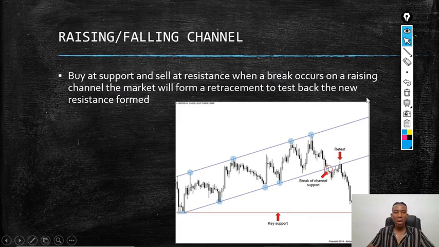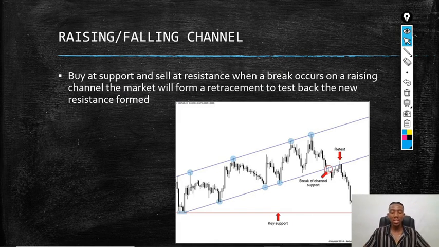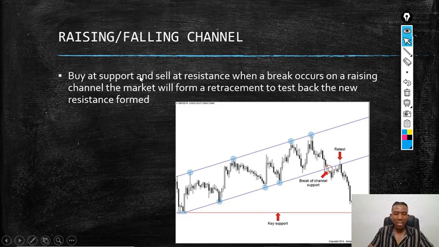Now, lastly, we have a rising and a falling channel. All these channels will make sense at the end. I'll explain to you how they lead up to an Elliott wave strategy. So, I said buy at a support and sell at the resistance. When a breakout occurs on a rising channel, the market will form a retracement to test back the new retracement formed. What do we mean by this?